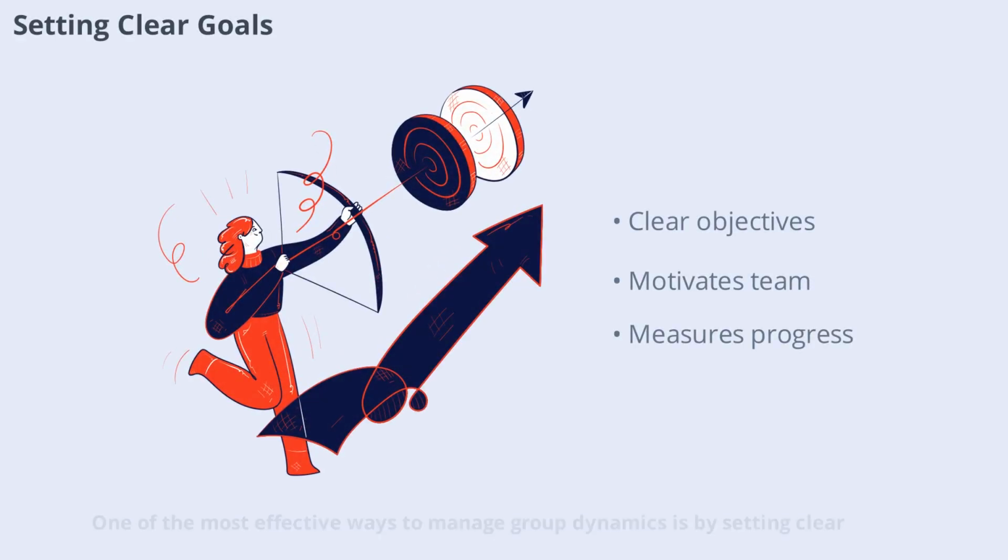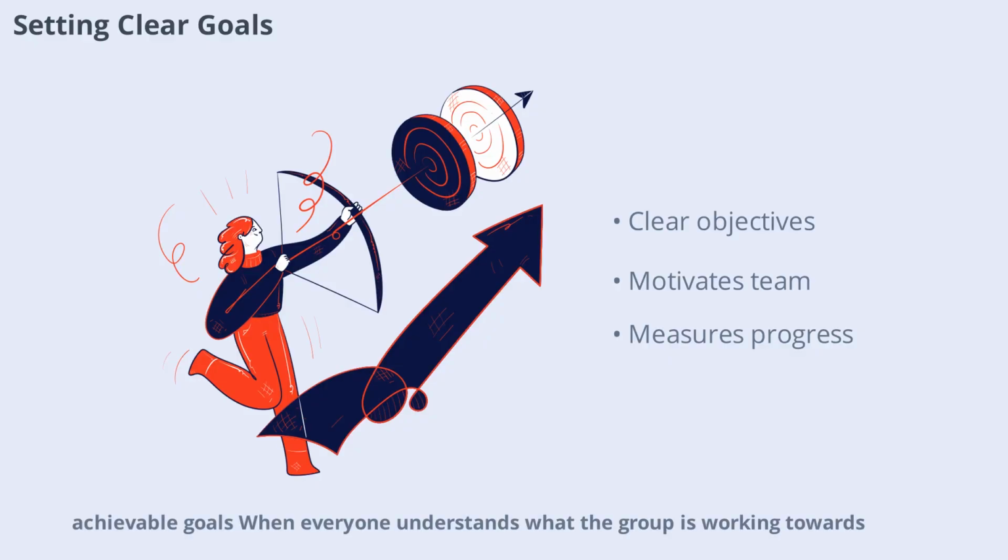Let's look at some practical strategies for managing group dynamics. One of the most effective ways to manage group dynamics is by setting clear, achievable goals. When everyone understands what the group is working towards, it's easier to stay motivated and focused. Clear goals also provide a framework for measuring progress and celebrating achievements. Leaders should involve the whole group in goal setting to ensure buy-in and commitment. This collaborative approach strengthens the group's sense of purpose and unity.